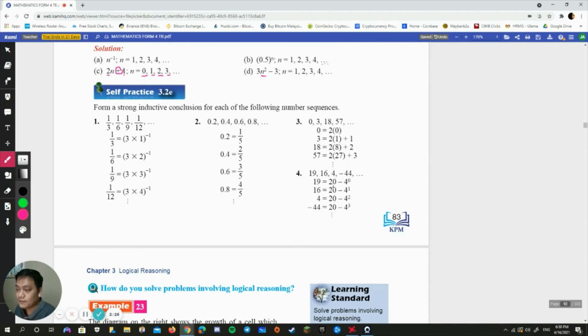Then you can do self practice 3.2e. You do number 1 until number 4. So that's all. Later on we continue with 3.2.